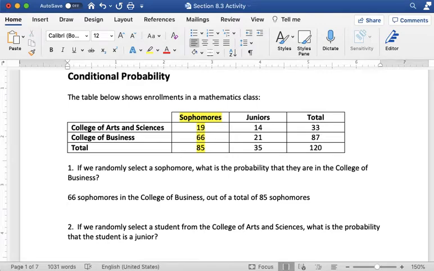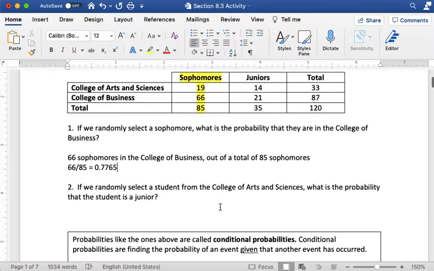So to find the probability that a randomly selected student would be in the College of Business, I would divide 66 divided by 85. And if you do that on your calculator, you will get 0.7765 if I round to 4 digits after the decimal point. Just like with previous problems in the homework, sometimes they will ask you to enter a fraction, other times they may ask you to enter a decimal.